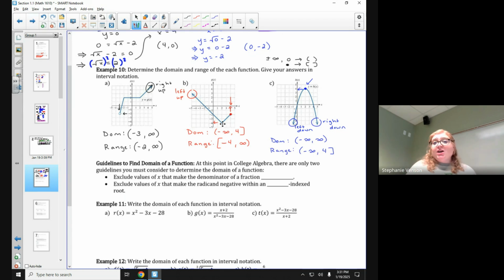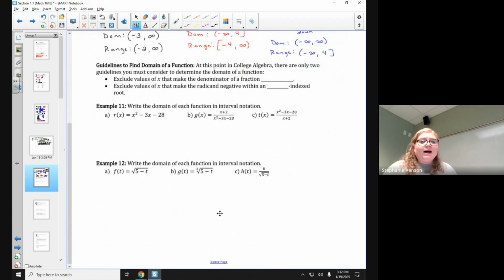So there in example 10, you have 3 examples of how to determine domain and range given a graph. But you won't always be given a graph. Sometimes you'll be given a function, like in examples 11 and 12. So let's talk about the guidelines to find the domain of a function. At this point in college algebra, there are only 2 guidelines you must consider to determine the domain of a function.